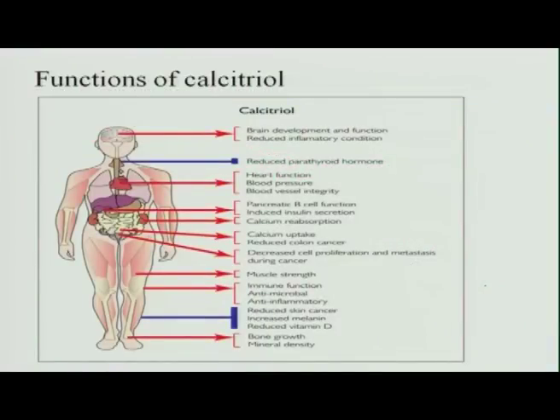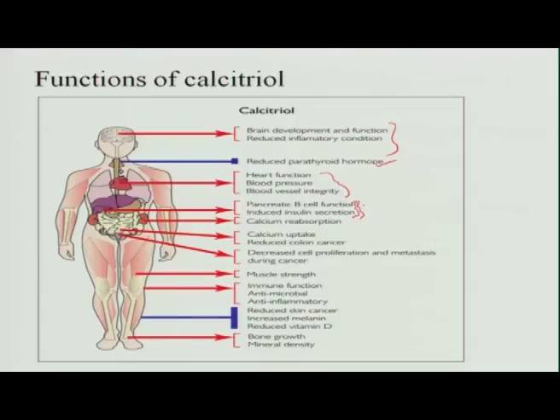Now functions of calcitriol: it helps in the brain. When you see different parts of the body, it supports brain development and function, reduces the inflammatory condition of the brain, and reduces the parathyroid hormone. Then when it comes to the heart function, the blood pressure and blood vessel integrity are very important, and the pancreatic B cell function, induced insulin secretion and calcium reabsorption occurs in the pancreas. So here the pancreatic function reduces the incidence of diabetes.